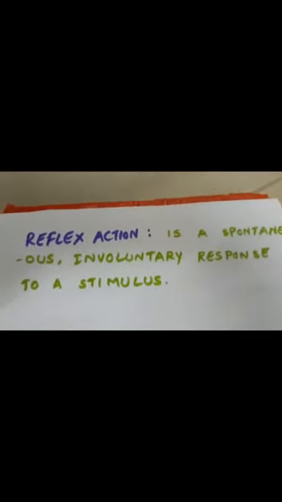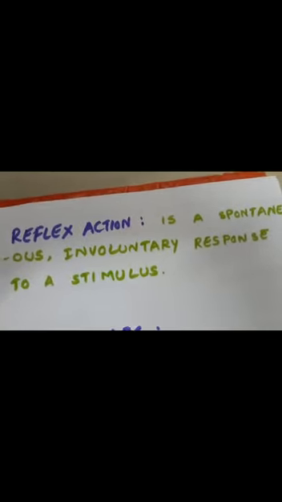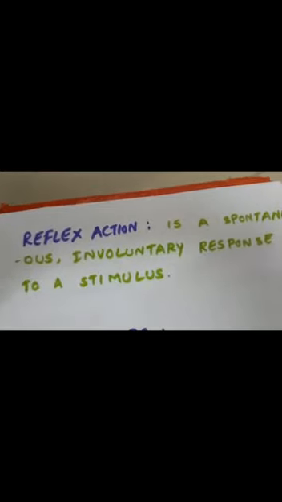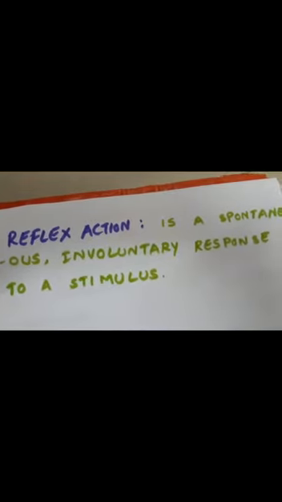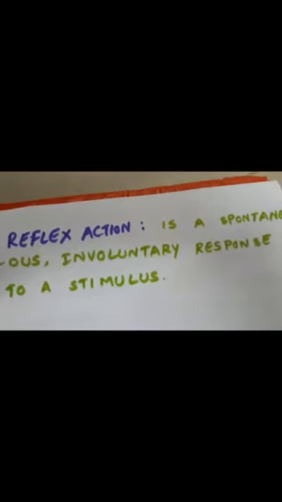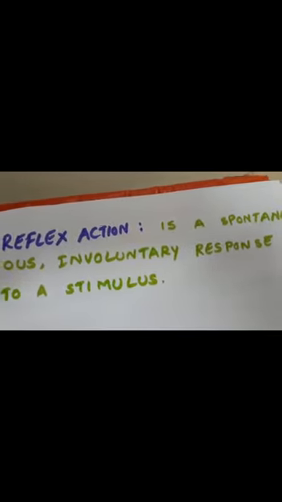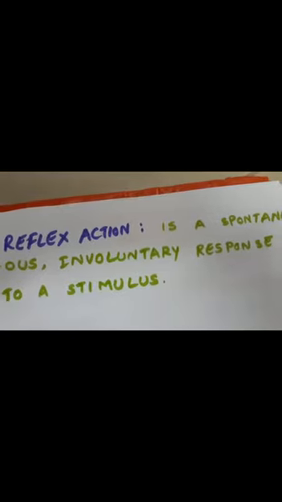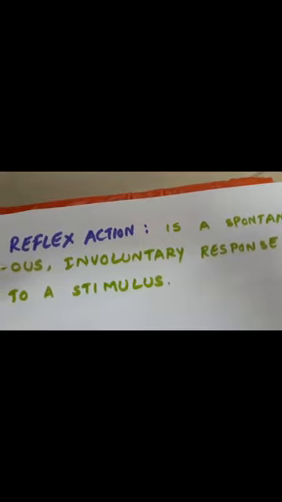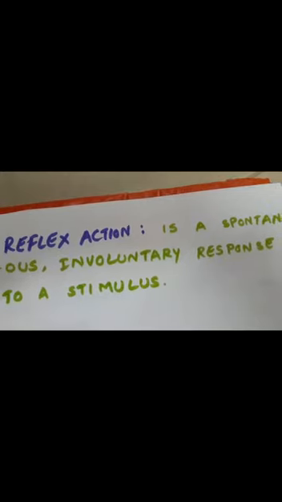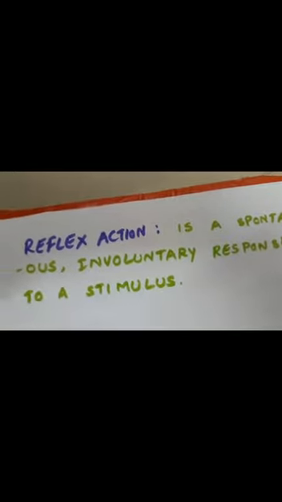I think you got some idea that in reflex actions there is no involvement of the brain. And what is reflex action? Reflex action is a spontaneous, involuntary response to a stimulus. What is stimulus? The stimulus is nothing but which makes us to respond. Whatever it may be, which makes us to respond is called a stimulus. For example, someone is calling you by your name. So immediately you will respond. So that's what we call stimulus. Feeling hungry is a stimulus. Then we are ready to have some food or something. So these are all called stimulus.